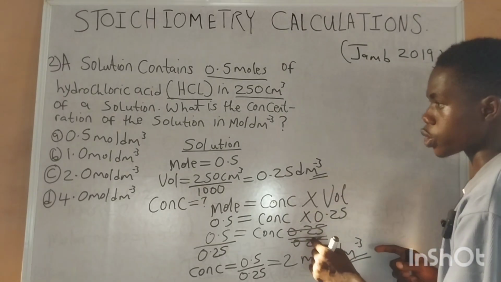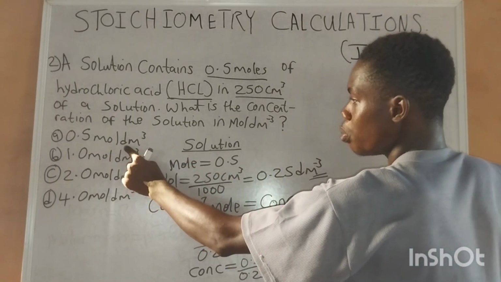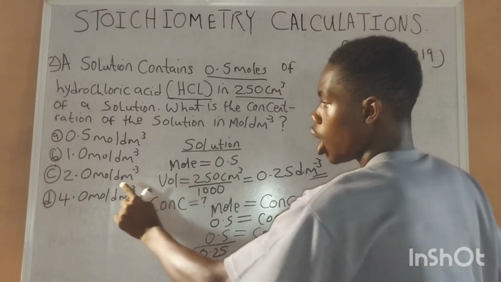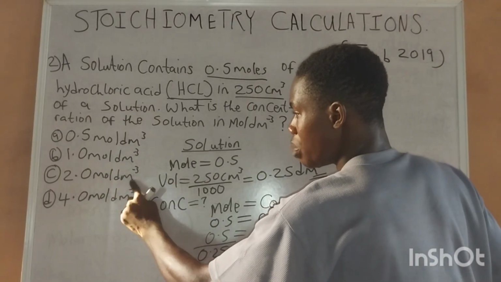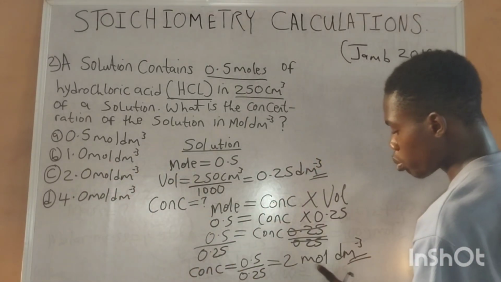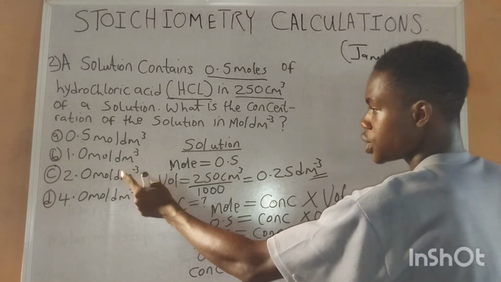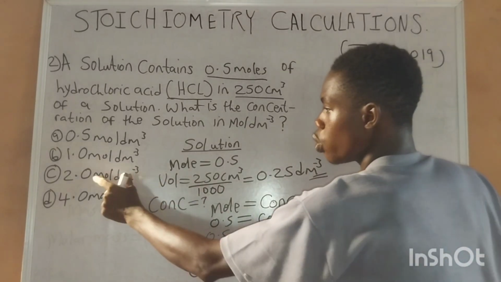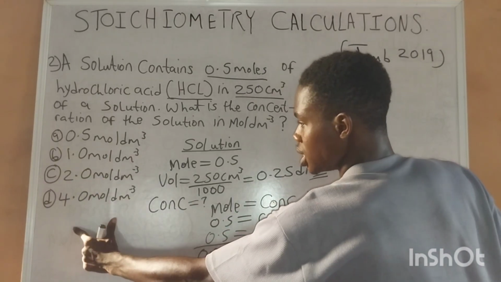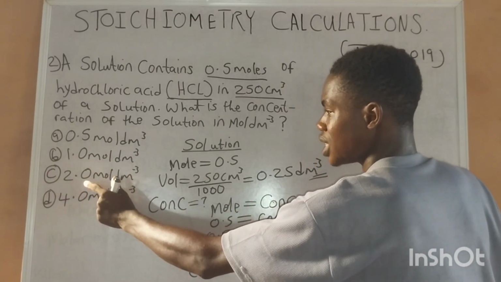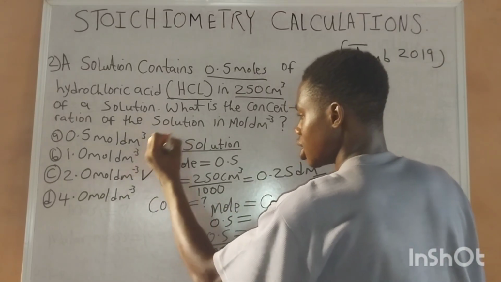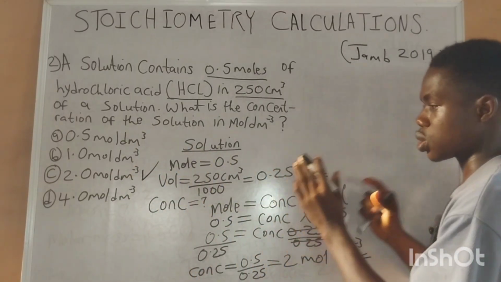Now of course they give you options. Option A is 0.5 mole per dm cube. Option B is 1.0 mole per dm cube. Option C is 2.0 mole per dm cube. And we got 2 mole per dm cube. It's still the same thing. So option C is our final answer, so no need to go to option D. Option C is the answer for this question.